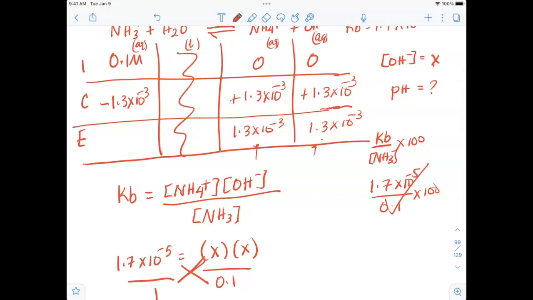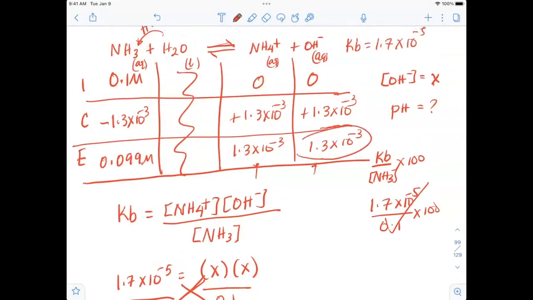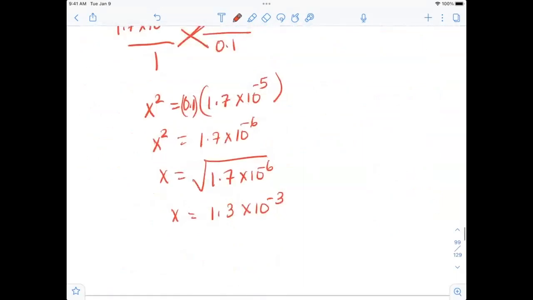0.1 minus my answer, 0.099. Okay. Now what they want though is OH, and I said OH is this number right here. So I can answer this right here and say OH ion is equal to 1.3 times 10 to the power negative 3 molar. Then they want the pH.